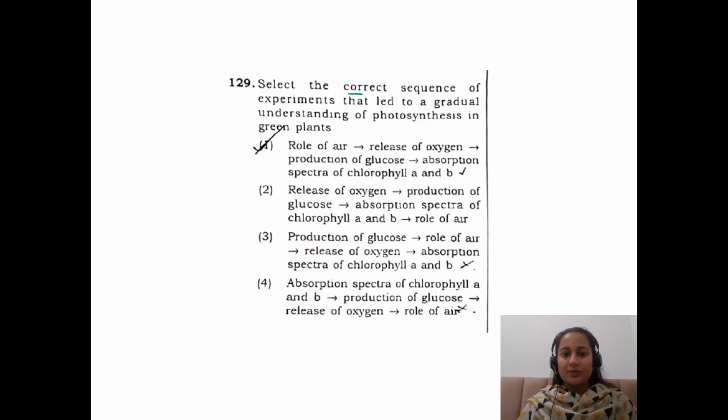The correct sequence of experiments that led to the gradual understanding of photosynthesis in green plants. This question is from the introduction part of photosynthesis. Let us see the role of air during photosynthesis, releasing of oxygen, then production of glucose, absorption spectra of chlorophyll A and B. That's the correct sequence. All the gradual experiments, the sequence of experiments which helped us understand photosynthesis in green plants in a better way.